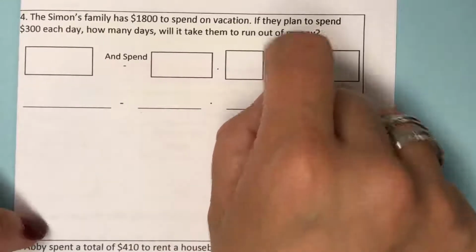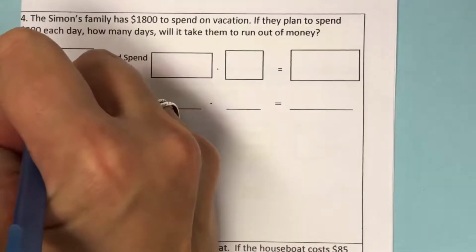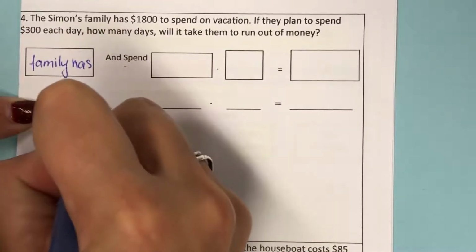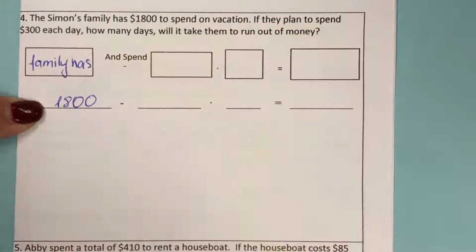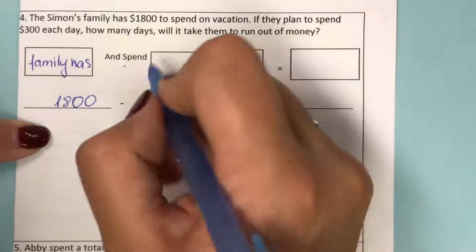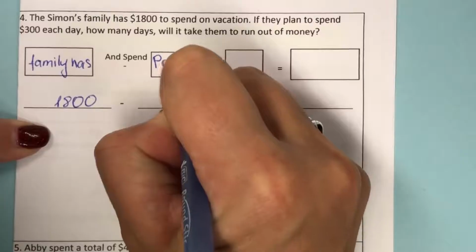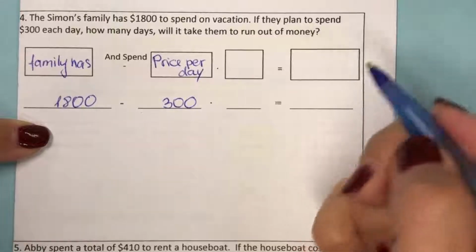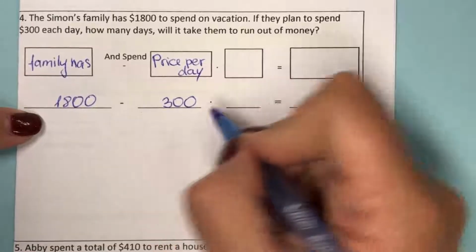Okay, so we're gonna start with what the family has. So family has $1,800, their budget, and now we're spending, so we're going to subtract. We're gonna subtract $300 per day. So this is the price per day that they plan to spend. Maybe food or some entertainment, but that is their budgeted amount to spend per day.